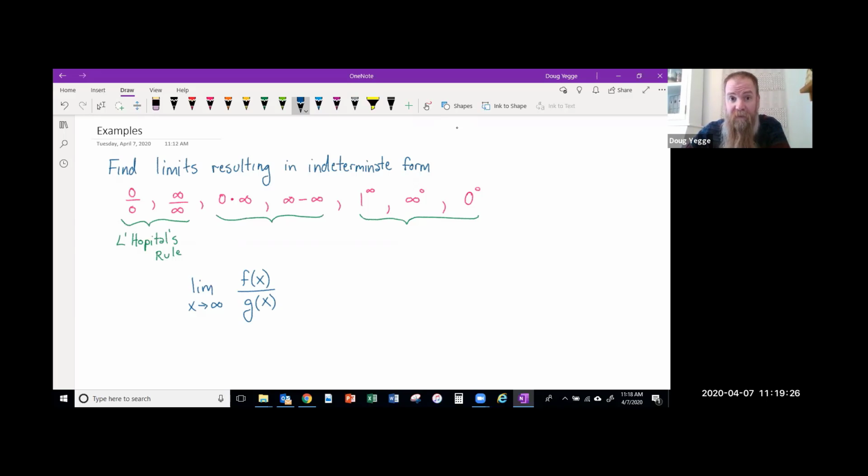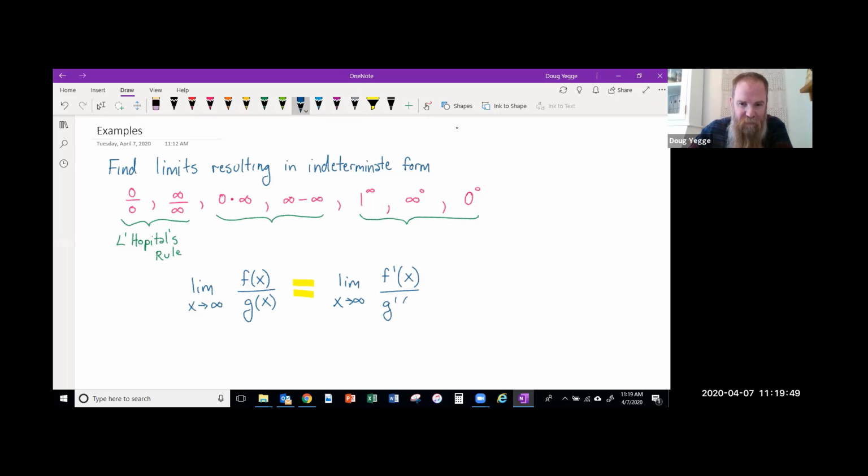But if it is, then L'Hopital's rule says something really, really cool. It says that this is equal to the limit as x approaches infinity of the ratio of their derivatives. That's pretty crazy.